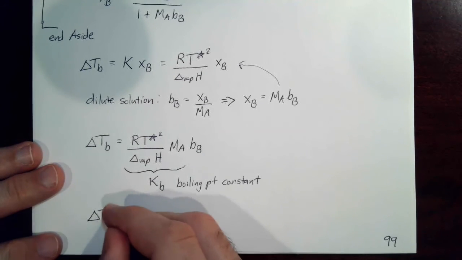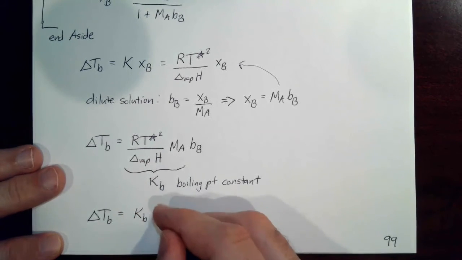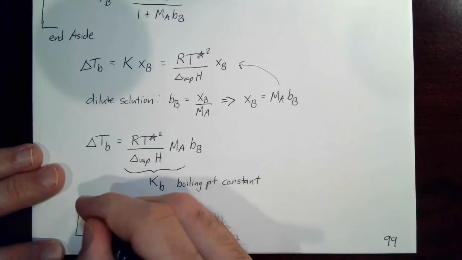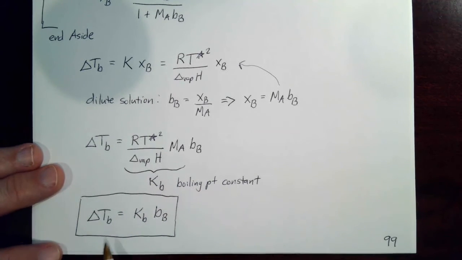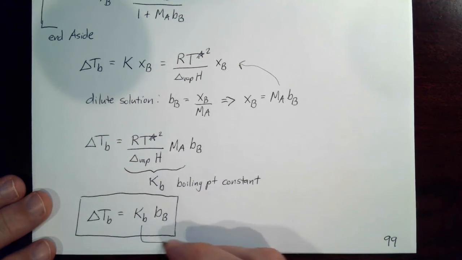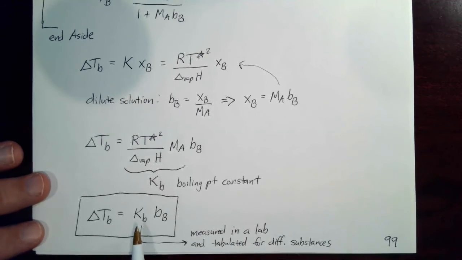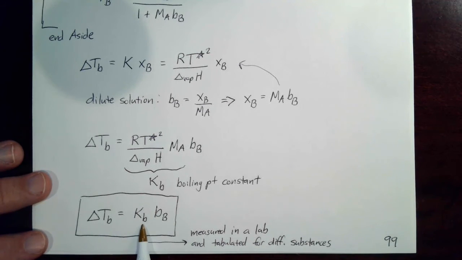So with that label for the constant, the formula looks pretty simple. That the change in the boiling point is proportional to the molality of the solute. And this is something that can be measured in a lab very easily. So that means we can measure KB easily. And so what we have then is we measure these, we tabulate them for different substances, and we have a table, you have one in your textbook, that has all of these boiling point constants for various substances.